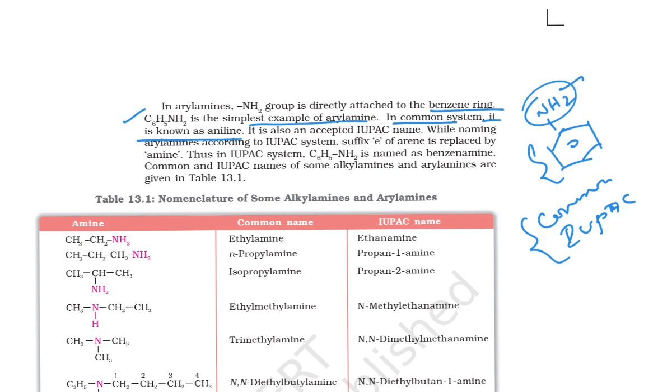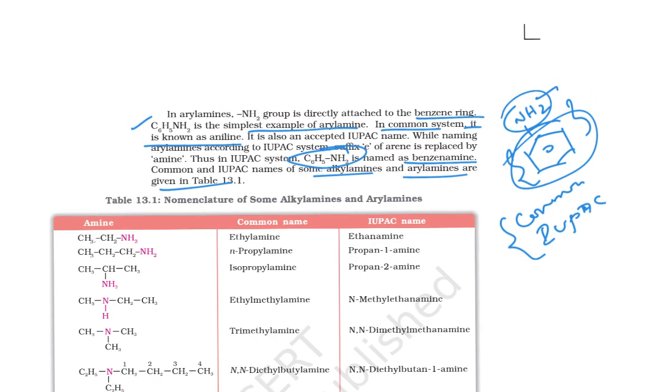Okay, so let's take the example where there is NH2, right? We call it aniline. But in case there is OH, we call it phenol. So the phenol name is also accepted by IUPAC. Whenever benzene has only one functional group, the common name as well as the IUPAC name are the same, right? So C6H5NH2 is named benzenamine. The common and IUPAC names of some alkyl amines and aryl amines are given in the table.